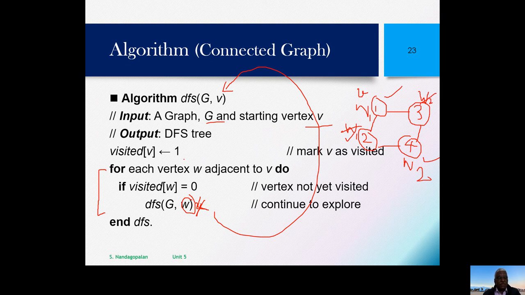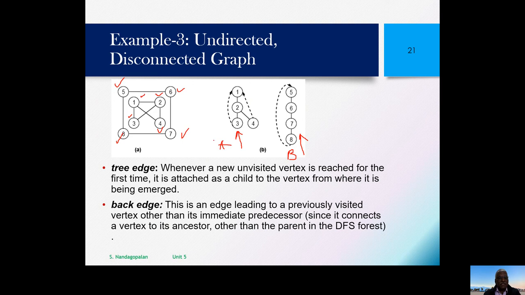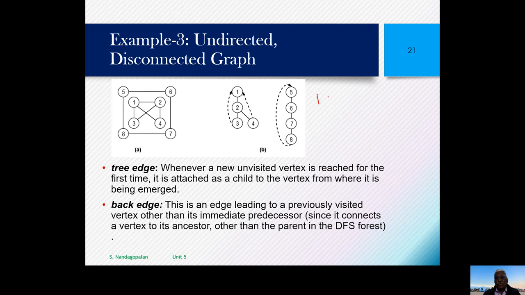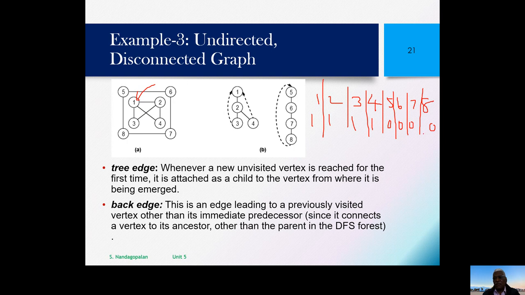Supposing one of the vertices is zero, what does it mean? It is not visited. For example, in this case, my visited vector has 8 locations, 1, 2, 3, 4, 5, 6, 7, 8. So 1, 2, 3, 4 will all be 1s and 5, 6, 7, 8 will be zeros at the end of calling the DFS first. So this is my starting vertex. I'd have called DFS, it would have marked 1, 2, 3, 4 as 1 and all this is 0.